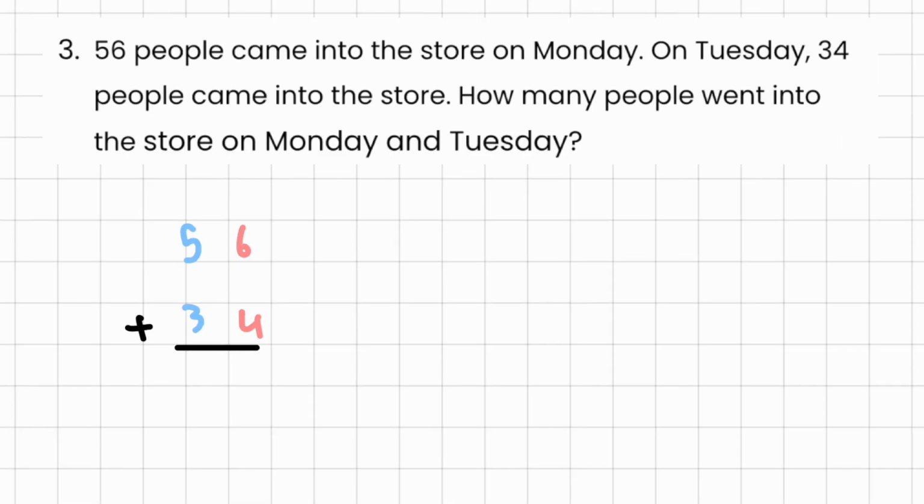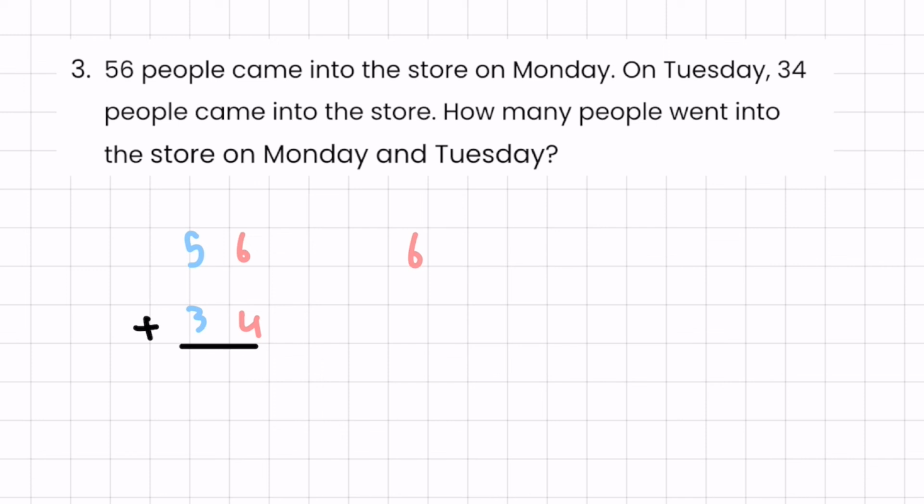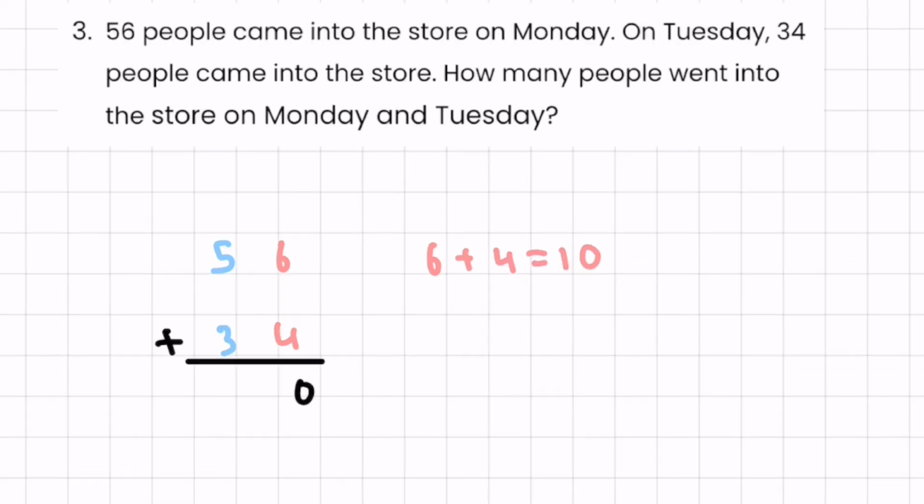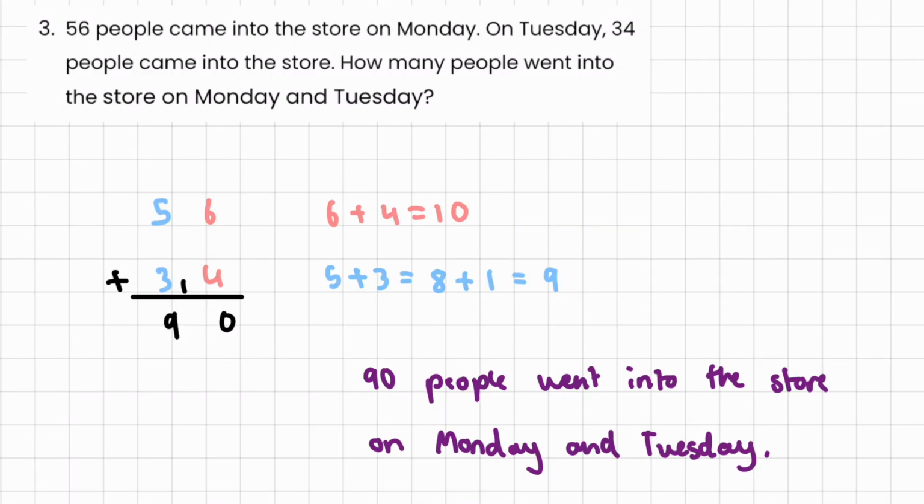And now our last question. 56 people came into the store on Monday. On Tuesday, 34 people came into the store. How many people went into the store on Monday and Tuesday? We can start off by doing 6 plus 4, which leaves us with 10. 0 goes in the ones place and we put a 1 in the tens place. 5 plus 3 is equal to 8. And we add an extra 1 for the carried over 1, which is 8 plus 1, which is 9. 90 people went into the store on Monday and Tuesday.